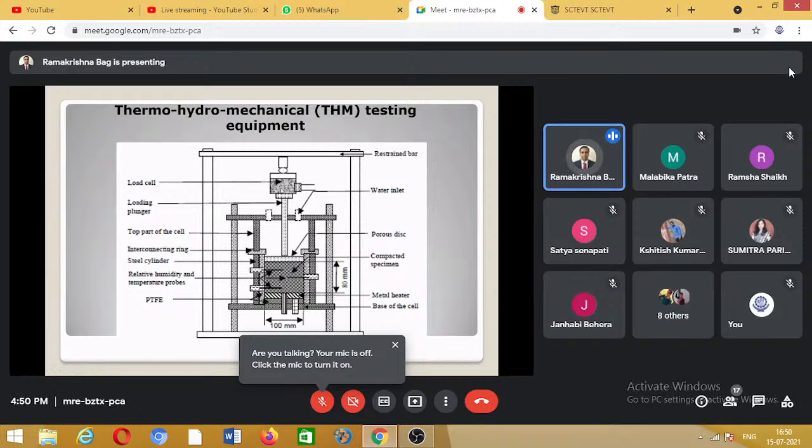So after the test was conducted for 3 months, up to 6 months, we see how the moisture content varies at different levels, how the temperature varies at different levels, how the chemical properties vary at different levels, and how the swelling pressure also varies. All these tests are done. These are known as the THM behavior. But we can do the test maximum 3 months or 6 months.